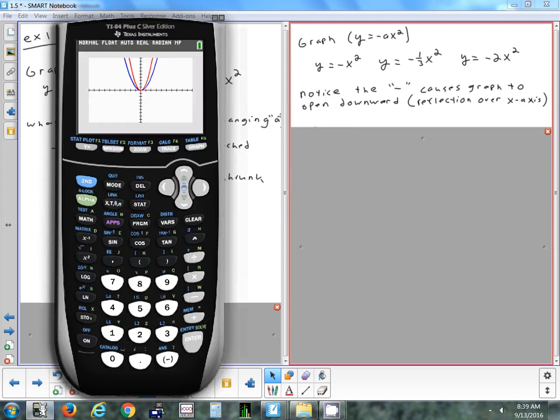I'll just show you that with x squared. Again, we're not plugging in a negative for x. We're just sticking a negative in front of the whole thing. Okay, and that causes the parabola to now open downward. So depending on where you put the negative, you can change what kind of reflection you get.